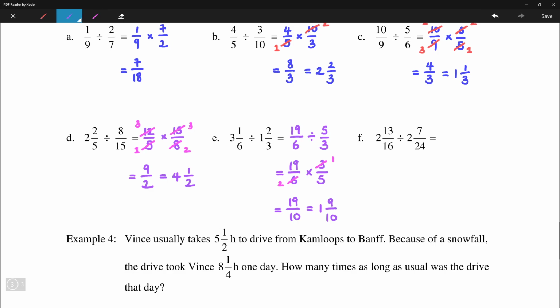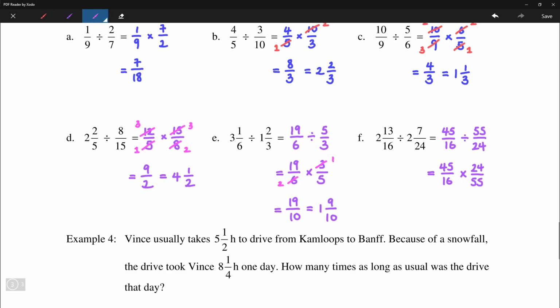Okay, one more. Same thing here. Numbers are slightly bigger, but that's okay. 32 plus 13 is 45 over 16. Divided by, let's see here, 48 plus 7 is 55 over 24. And then second step, we are going to rewrite this question as a multiplication question. So 24 over 55.